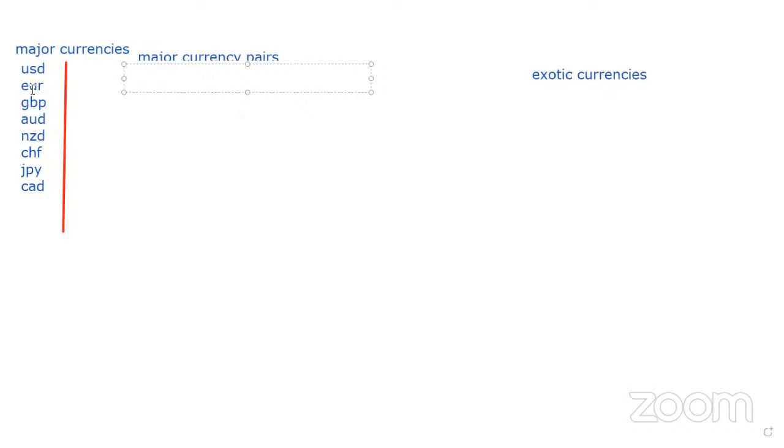If any of these currencies, Euro, GBP, AUD, NZD, CHF, JPY, CAD, cross with the USD, it's seen as a major currency pair. That means you can have Euro USD. You can write them if you want. Okay, I can start writing. Euro USD, GBP USD, AUD USD, NZD USD, USD CHF, USD JPY, USD CAD.